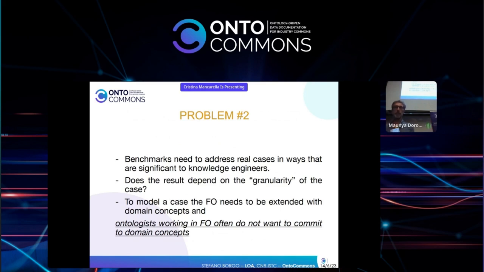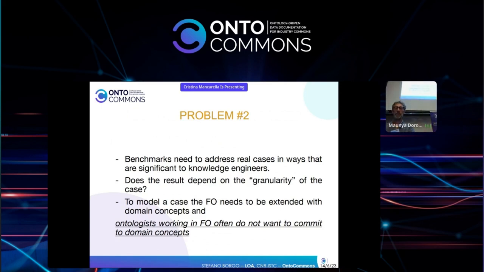Problem number two, benchmarks need to address real cases in a way that is significant to the knowledge engineers, because we are doing this for the people in the application to be able to understand which ontology performs better for that domain or for that kind of problem. Does the result depend on the granularity of the case? That's another issue that I wouldn't be able to answer except in some cases. So that's why at the moment, I would say we're still using use cases at a pretty high level.